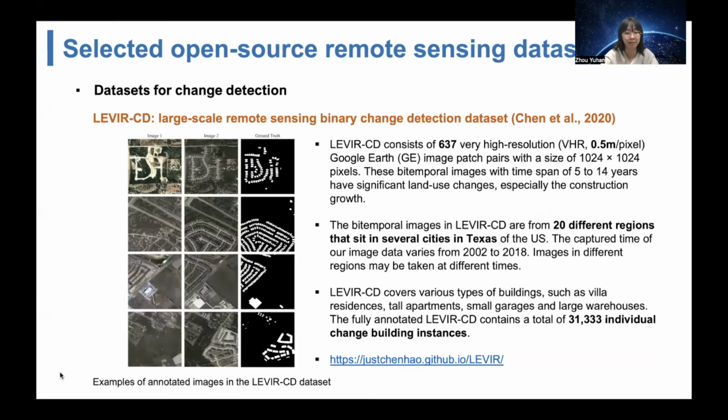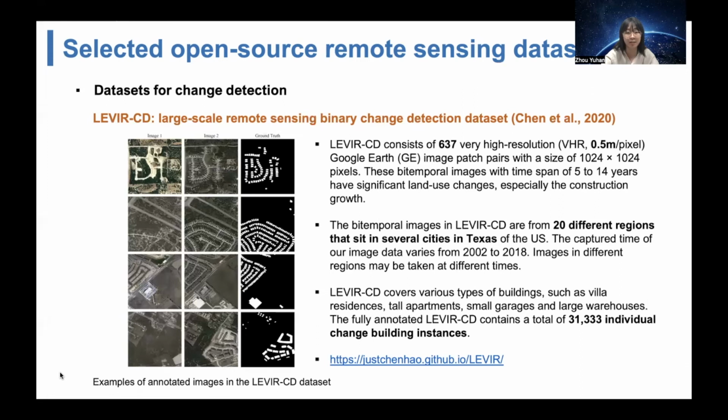Finally, we arrive at the change detection dataset. Change detection, unlike the previous tasks, takes bitemporal images as input. More specifically, it takes 2 image patches, one before change and one after change, and outputs a mask describing the changed areas. This dataset, LEVIR-CD, consists of 637 very high-resolution Google Earth image patch pairs.